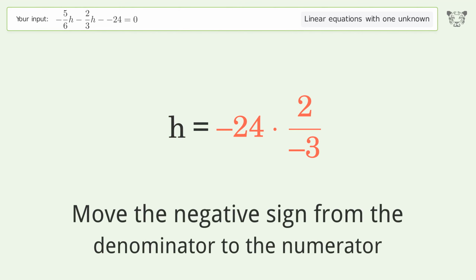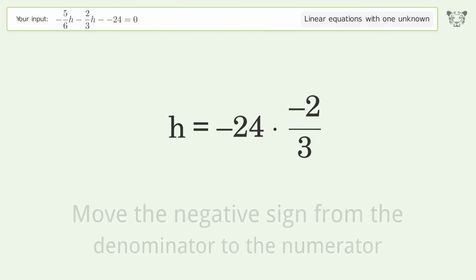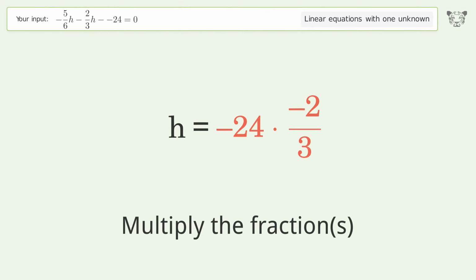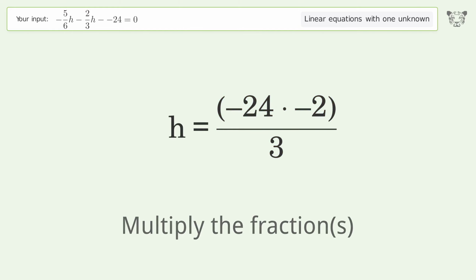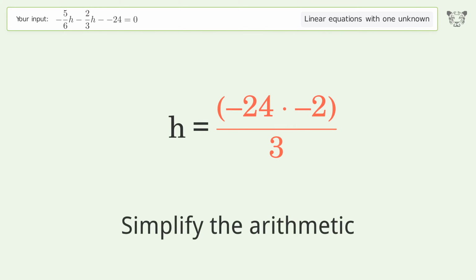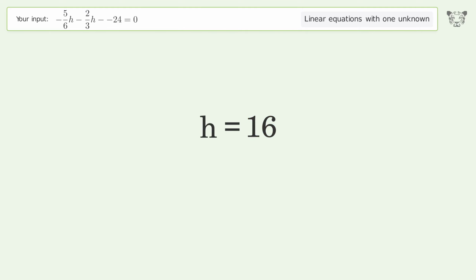Move the negative sign from the denominator to the numerator. Multiply the fractions. Simplify the arithmetic. And so the final result is h equals 16.